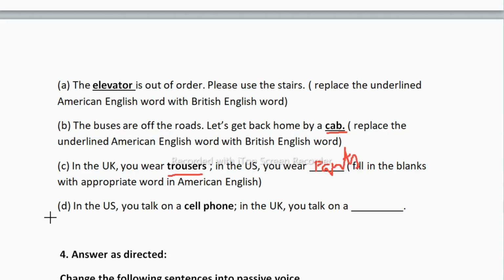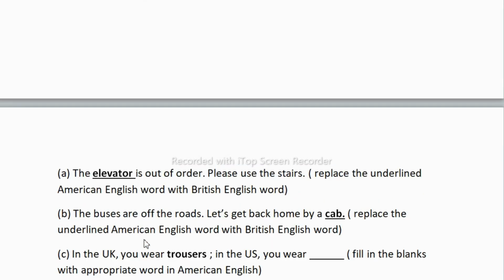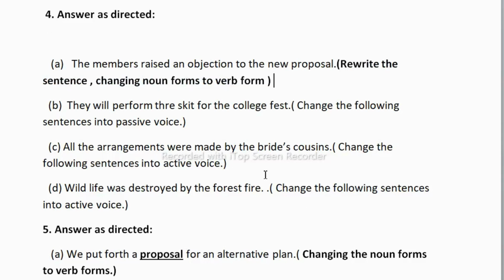Now in the D1, in the US, in American English, you talk on a cell phone, and in British English, like in the UK, you talk on a blank. What? You talk on a mobile phone. So this third question will be from this third answer as directed. This is from unit 2. Now let us see the fourth one, answer as directed.